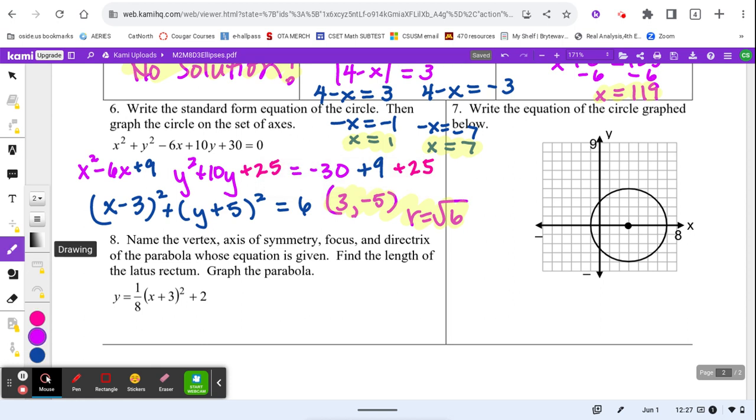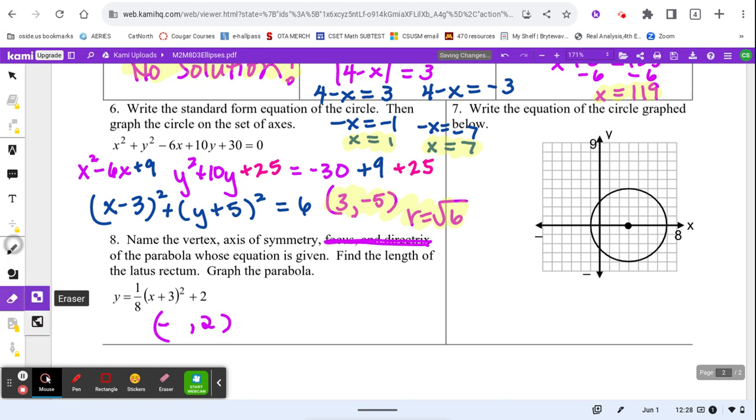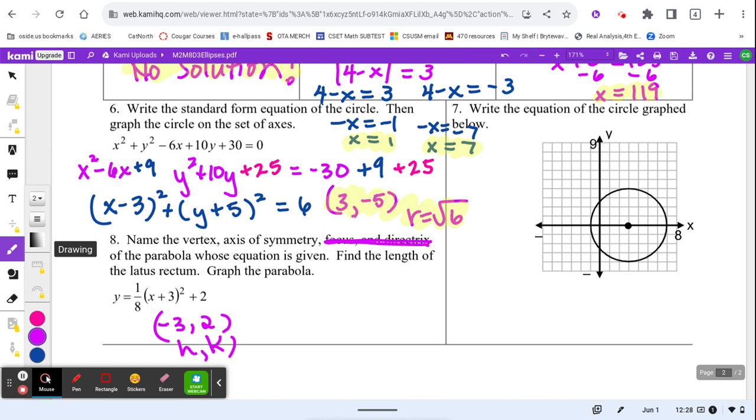All right, the next one says to name the vertex, the axis of symmetry, the focus, and the directrix. Because of timing this school year, I'm not teaching focus and directrix. You'll learn that in Math 3. But let's go get the vertex out of this vertex form. Remember that the x is the opposite sign from whatever's in here inside these parentheses, and the 2 stays the same. This is my h and my k, my vertex.